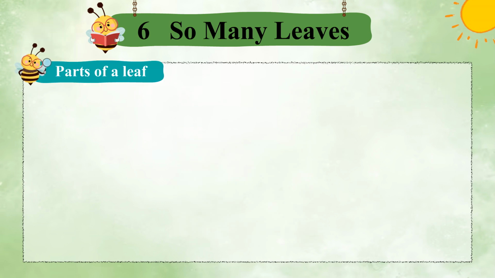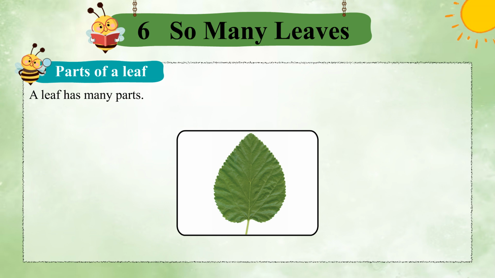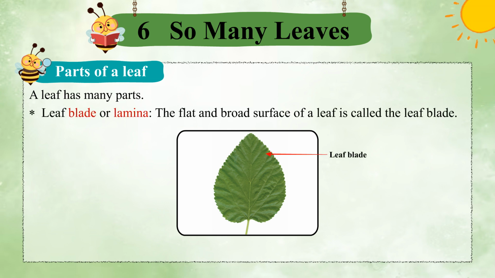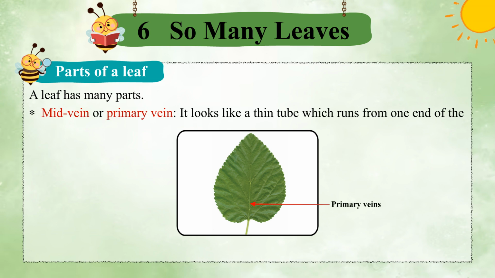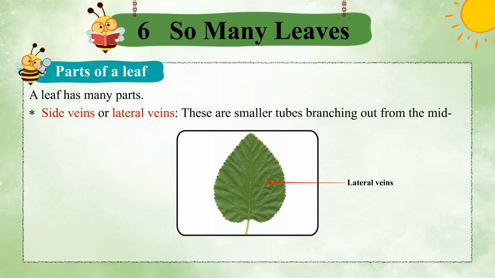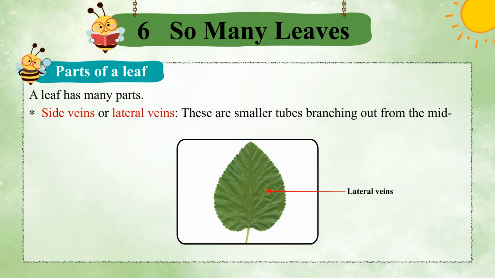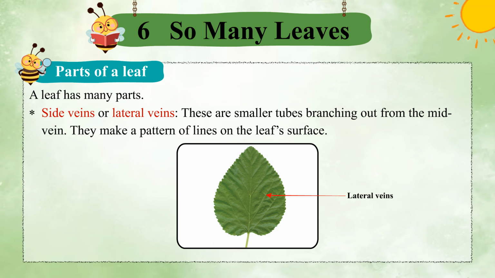Parts of a leaf. A leaf has many parts. Leaf blade or lamina: the flat and broad surface of a leaf is called the leaf blade. Margin: the edge of a leaf is known as its margin. It can be rough, sharp or smooth. Midvein or primary vein: it looks like a thin tube which runs from one end of the leaf to the other end. Side veins or lateral veins: these are smaller tubes branching out from the midvein. They make a pattern of lines on the leaf's surface.